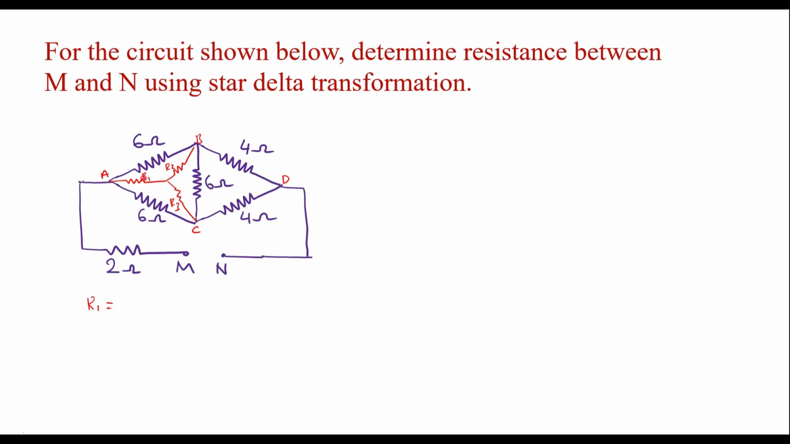So R1 is equal to the product of adjacent resistors, that is 6 ohm and 6 ohm, which are adjacent to R1. It is 6 into 6 divided by the sum of these three, that is 6 plus 6 plus 6, which is 36 by 18, which is equal to 2 ohm. Therefore, similarly, R2 and R3 values will be the same, as all the delta connected resistor values are the same. Now we will draw the equivalent circuit.